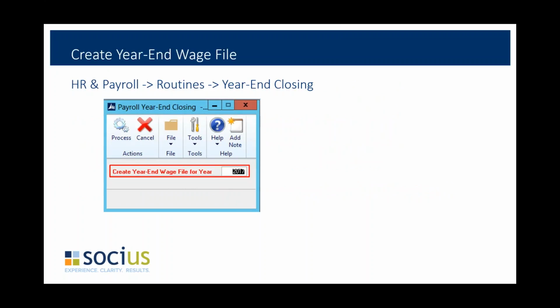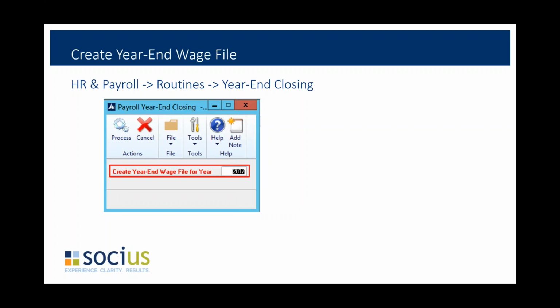All right. So what I tried to do here is give you some screenshots and the path for which you could get to these screens. One of the really important parts of this process is actually building that year-end wage file. So to get to that, if you're using GP 2013, 2015, 2016, on the left-hand side of your window in GP, you would click on the HR and Payroll tab, which would then bring you onto your HR and Payroll screen. And then under routines, you pick year-end closing.